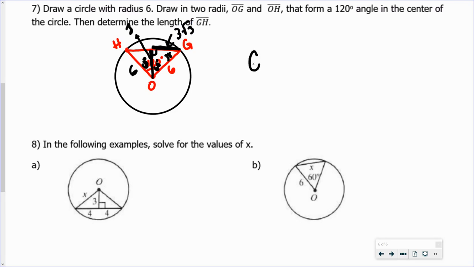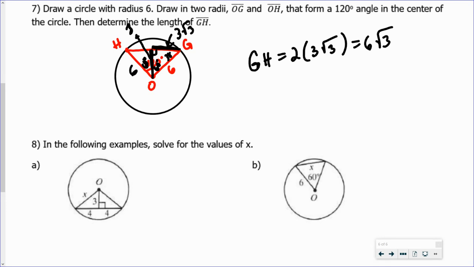So GH is going to be 2 times that, which is 6 root 3. And the reason why it's 2 times that is because when we dropped in this altitude, that's the altitude to the base of an isosceles triangle. It cuts that base in half, so it makes 2 congruent pieces. So we know that the total length of GH has to be 3 root 3 plus 3 root 3, which is 6 root 3.